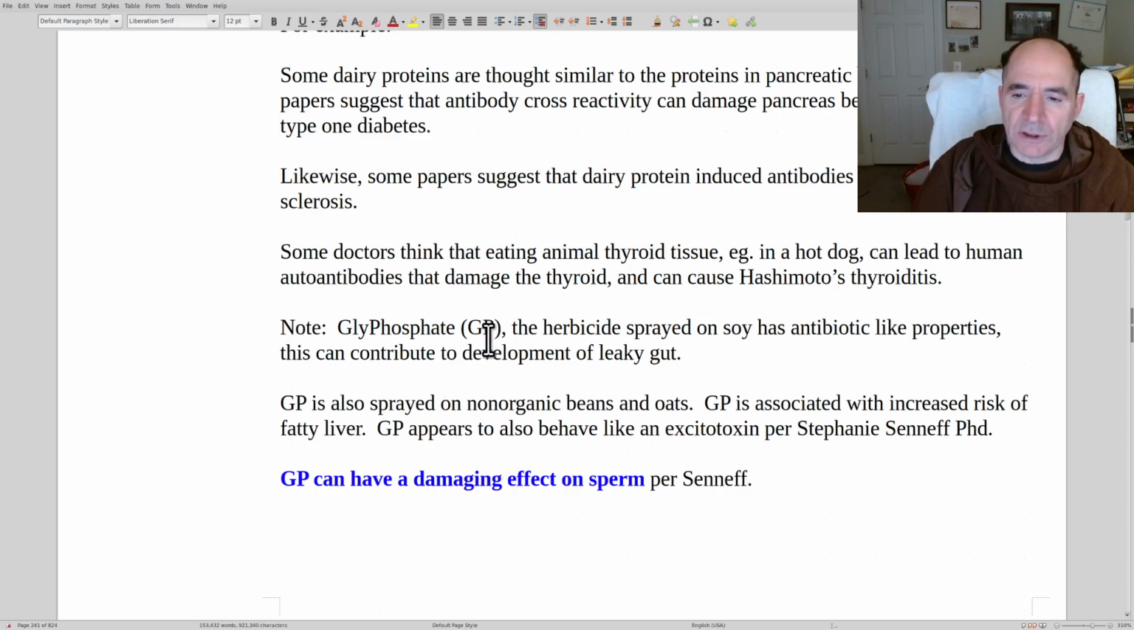Glyphosate, I'll just abbreviate it GP from here on out, can damage the intestinal lining and lead to leaky gut. It can also have a damaging effect on sperm, according to Stephanie Seneff, PhD from MIT. She's the one who wrote the book Toxic Legacy. I even referenced some of the page numbers to that book here in this talk.